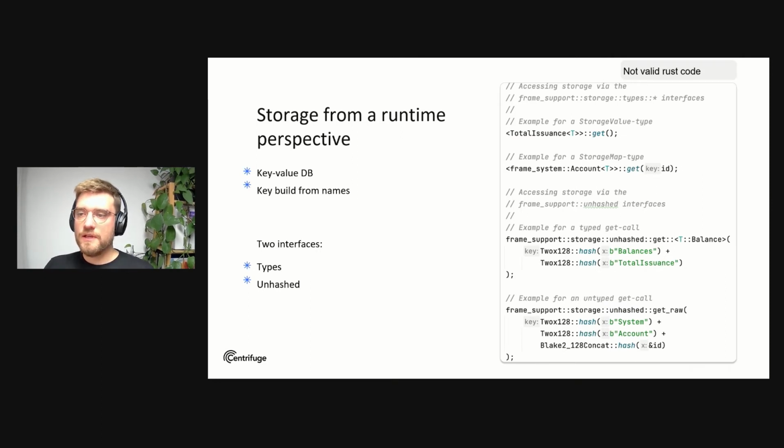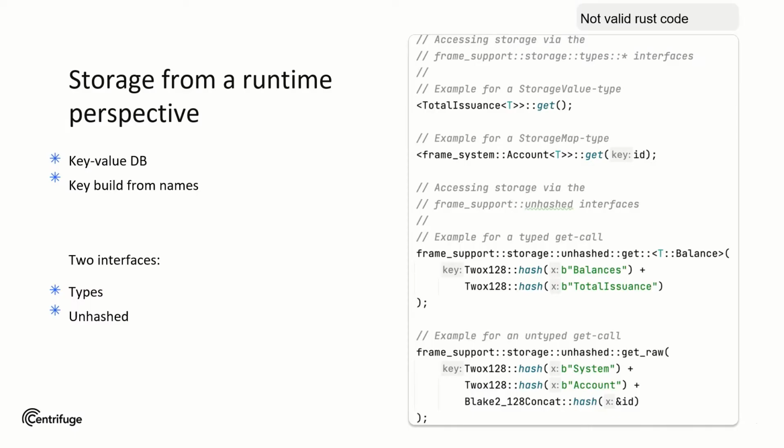What I'm showing you here on the right side are the two interfaces that the storage provides the runtime with, that you can use to actually access the storage. We have the typed interface and we have the unhashed interface. By the way, this is not valid Rust code, but just to get to the point: in the first example on the top right, you see that I want to get the total issuance.